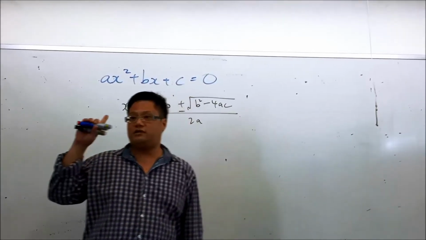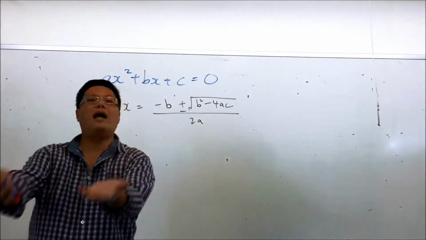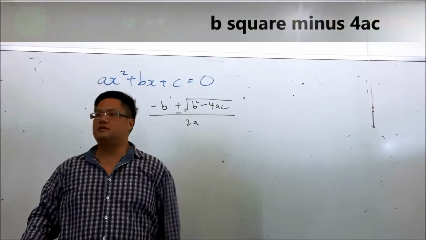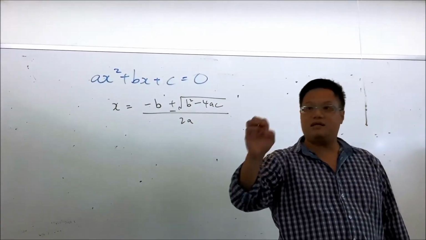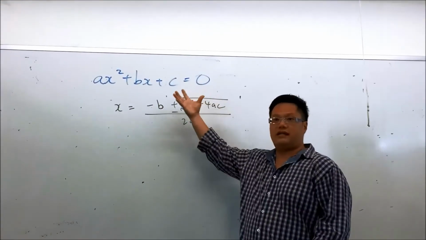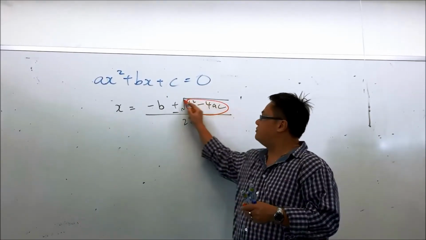Can you get one root? Is it possible? Possible. Can you get zero roots at all? Yes. What determines the number of roots? Do y'all realize that? What is the key thing that affects this entire number of roots? It is actually this expression over here.